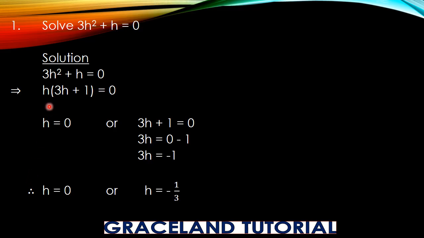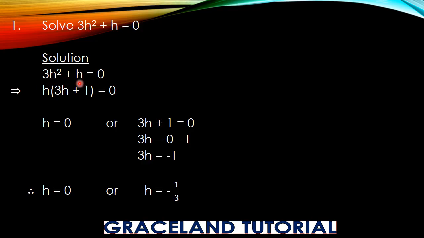The first question there: solve 3h squared plus h is equal to 0. Now let's look at the solution. 3h squared plus h is equal to 0. To solve this, you have to factorize 3h squared plus h.